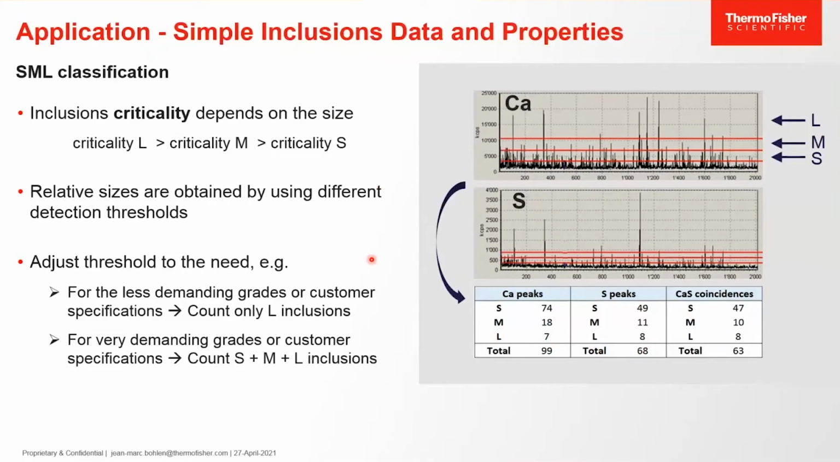This is very interesting, knowing that criticality is not the same in all the steel grades or for all the customers. So with this kind of method, you can adjust the control parameters to the need. For example, for the less demanding steel grades or customer specifications, you will count only the large inclusions. And for very demanding grades or customer specifications, you will count all the inclusions: small, medium, and large.